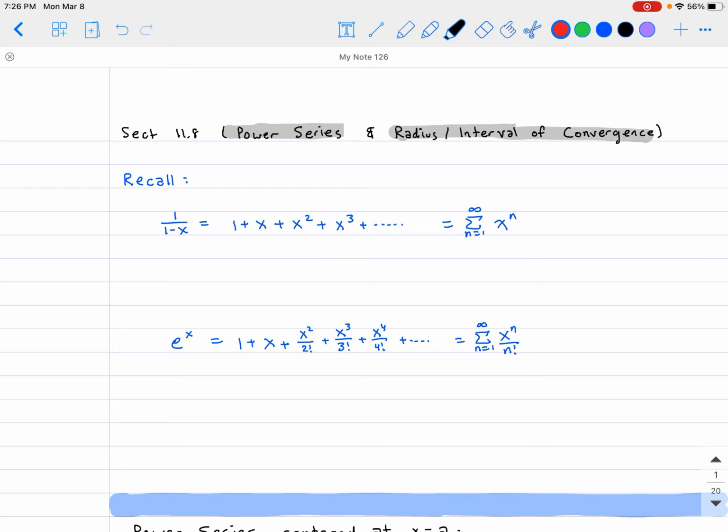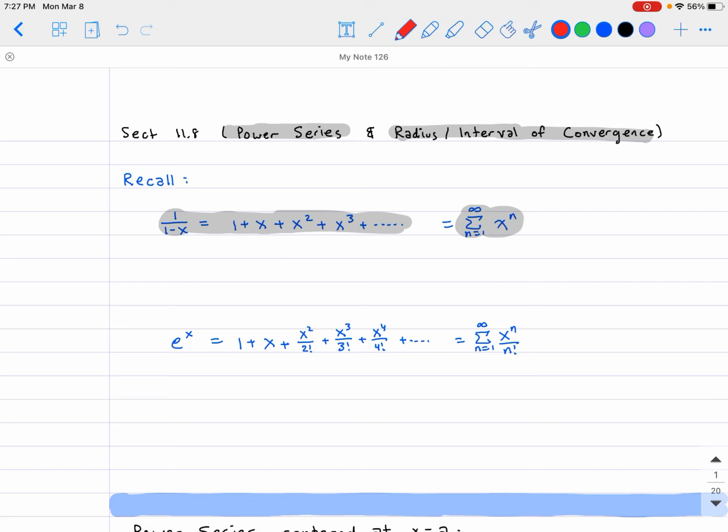So as a recap first, you'll know that if we have 1 over 1 minus x, that is equal to 1 plus x plus x squared plus x cubed, and so on, which is equivalent to the summation of n equals 0 to infinity of x to the n. This is something that we derived from the geometric series, because on the right-hand side you're multiplying by x to get from one term to the next. And a geometric series converges when the radius is less than 1.